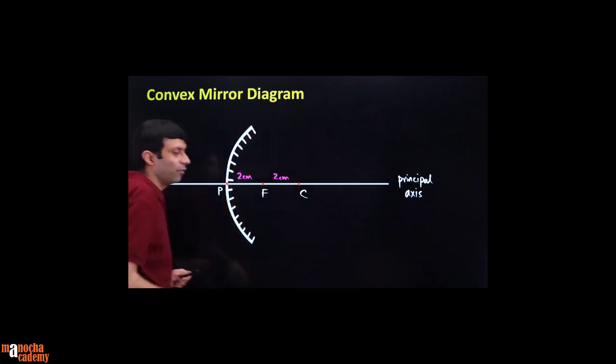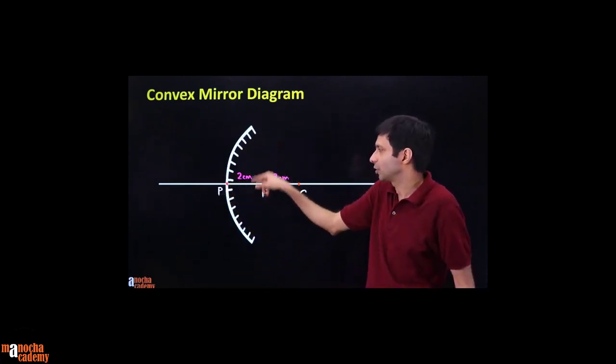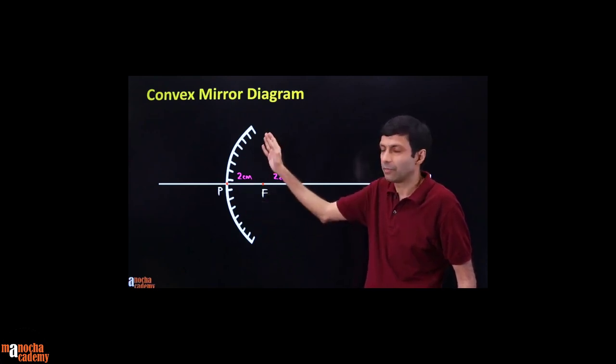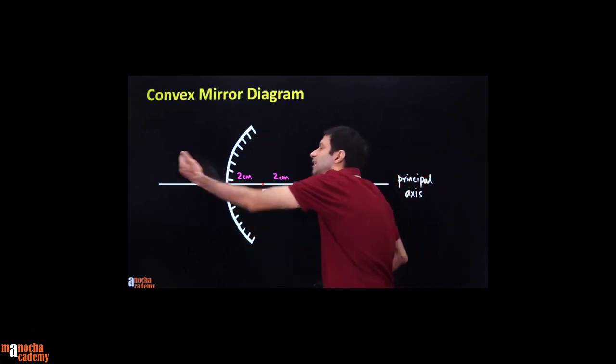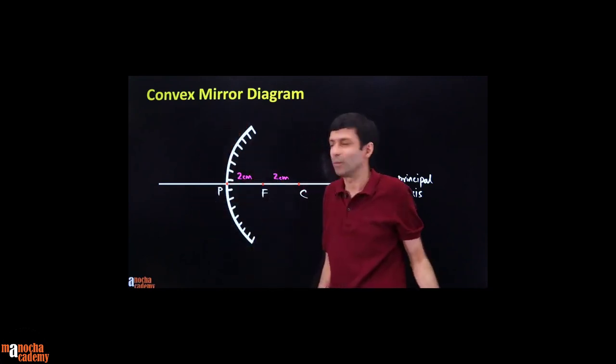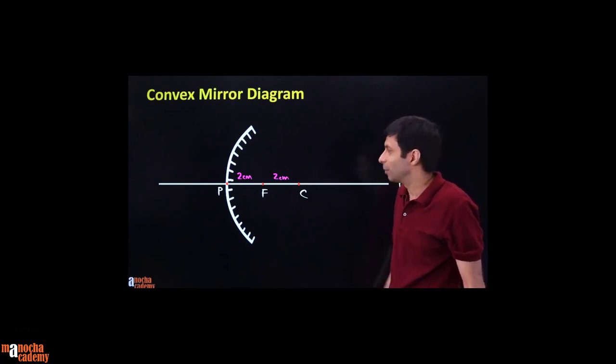And this time it's a convex mirror. So make sure this back portion has the dashes, okay? This is the non-reflecting side, right? Just like we draw in a plane mirror. And this side is the reflecting side, the smooth side without any dashes or marking. So there you can see this is the convex mirror diagram.